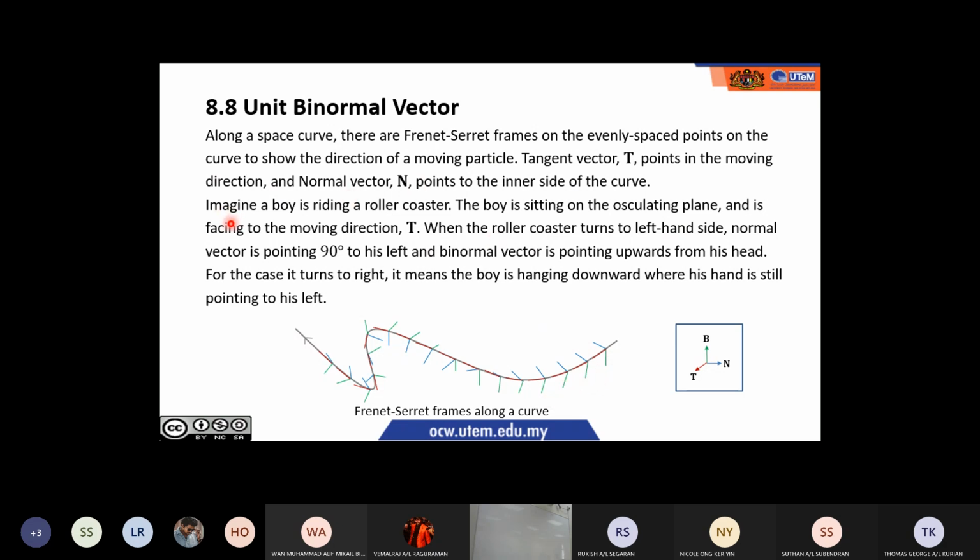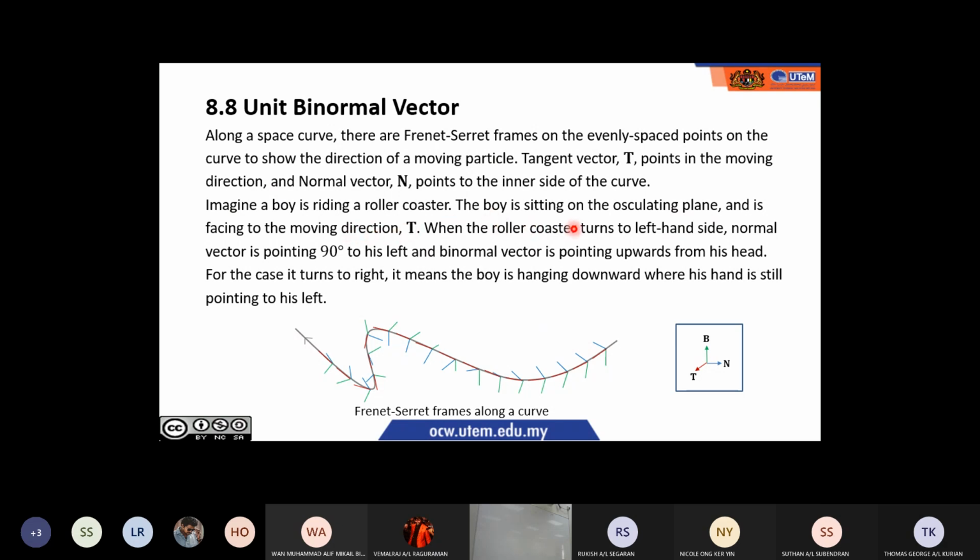Now imagine a boy is riding a roller coaster, and the boy is sitting on the oscillating plane. The oscillating plane is the plane that contains T and N. The boy is sitting on the oscillating plane, and he is facing the moving direction T.